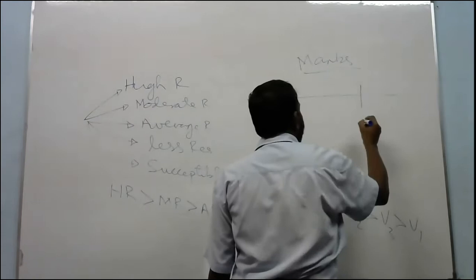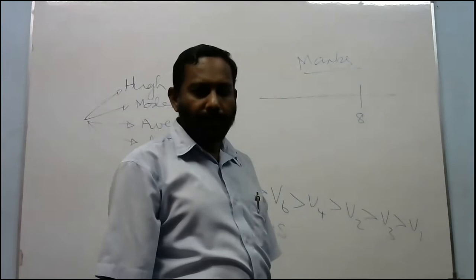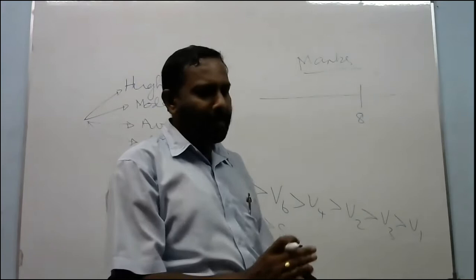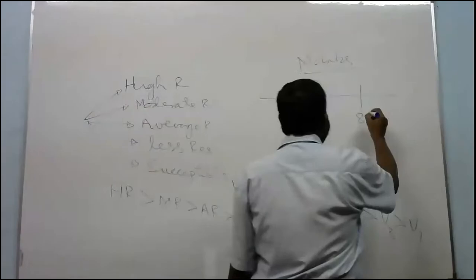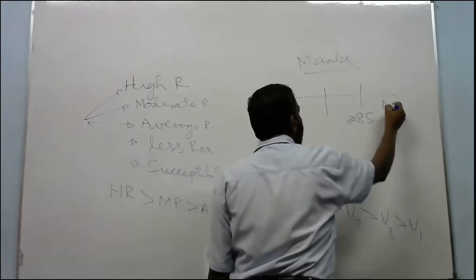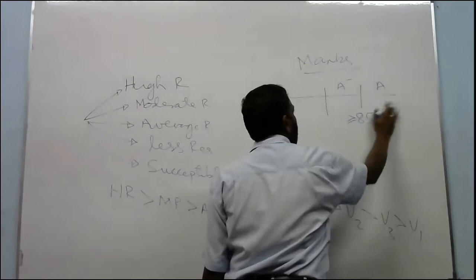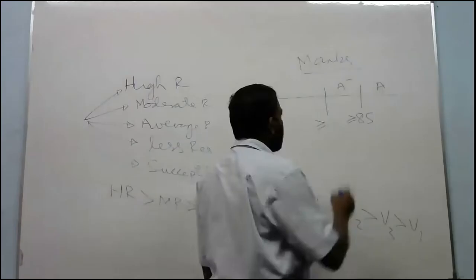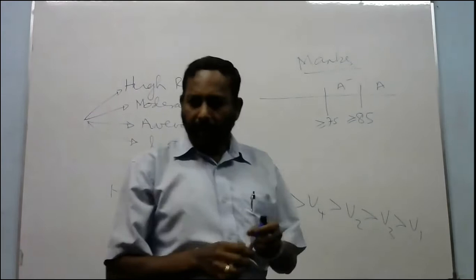In your university, what are the grades? For A, what are the marks that you should obtain? More than 85, 85 or more than 85. Right? Let's say this is A. What about A minus? Anybody? 75. I'll take only these two examples. The rest you can work out.